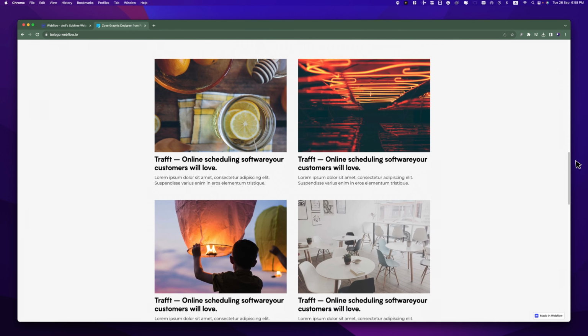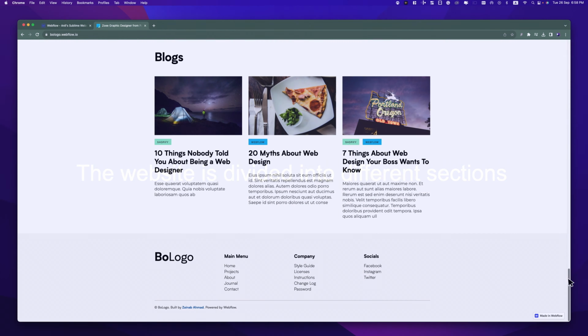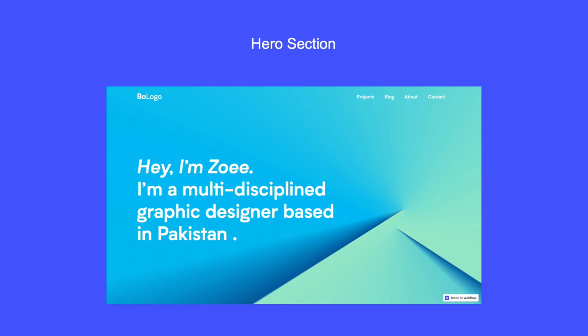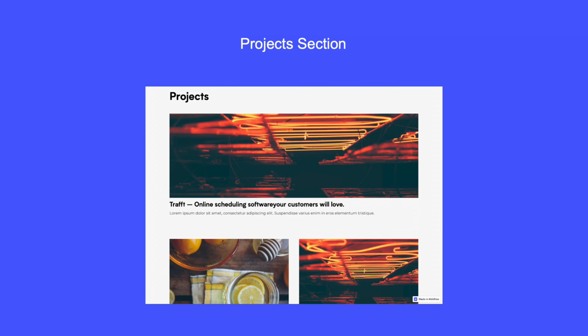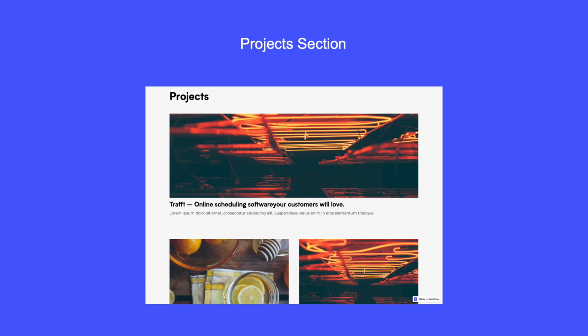For example, here we have a simple website design, and this design is divided into different sections like hero section, which is the first area that you see whenever you open any website, about section, project section, FAQ section, and more. The difference between the section and div block is that the content inside a section should be logically connected.